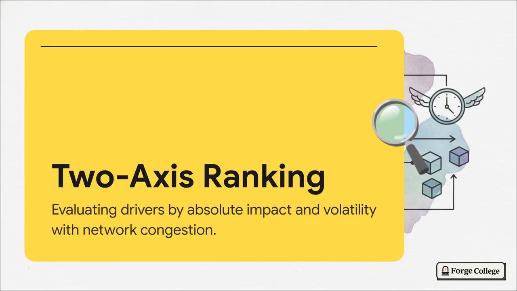Let's zoom in on step 3 for a second, because this is kind of the secret sauce. You want to use a 2-axis ranking. You're evaluating cost drivers by absolute impact, meaning the potential raw savings, and by volatility, meaning how much that cost shifts when the network gets congested. Drivers that are high impact and high volatility, those are your prime candidates for big structural architectural changes. But drivers that are high impact and low volatility, those are usually your low-risk, quick-win plumbing fixes.